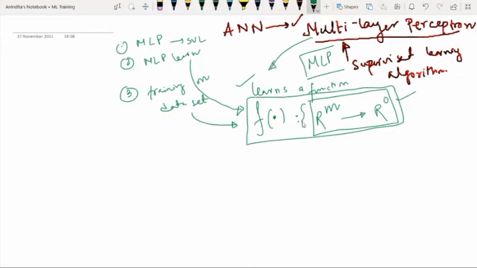Now come to this part. Here, what is the meaning of m? Here m means the number of dimensions for input.